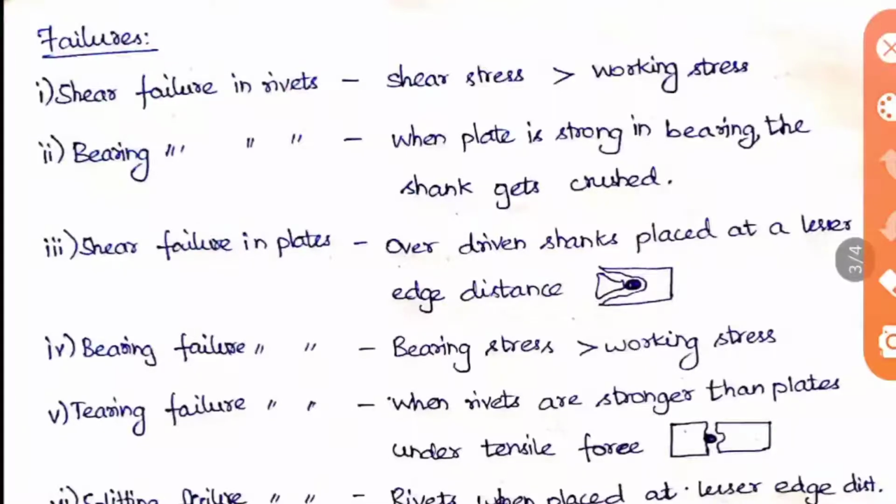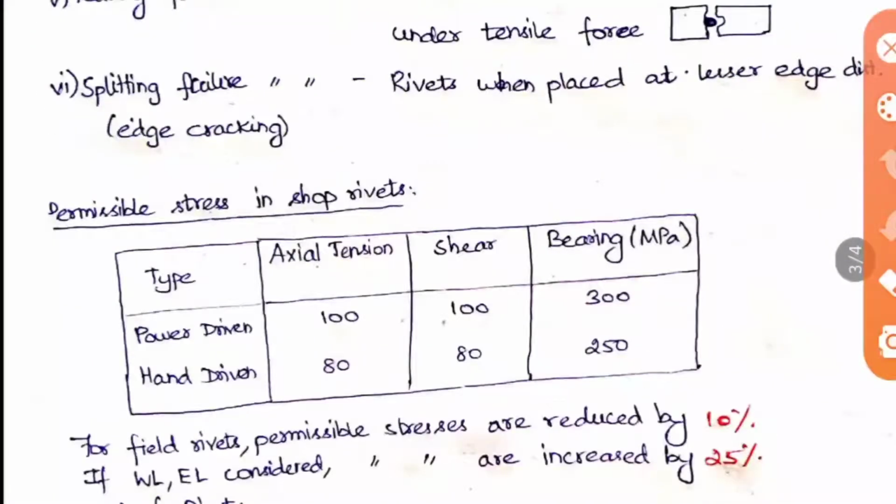This is completely due to the tensile force only. So when the rivets are stronger than the plates under the tensile force, this will happen. And the sixth one is splitting failure. This is when the rivets are placed at a lesser edge distance, this splitting failure happens. And we call this edge cracking also.